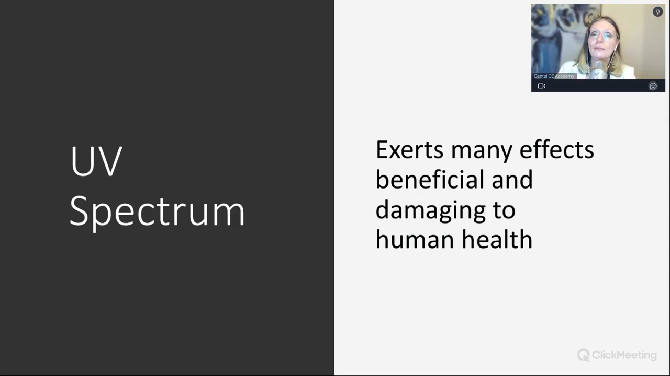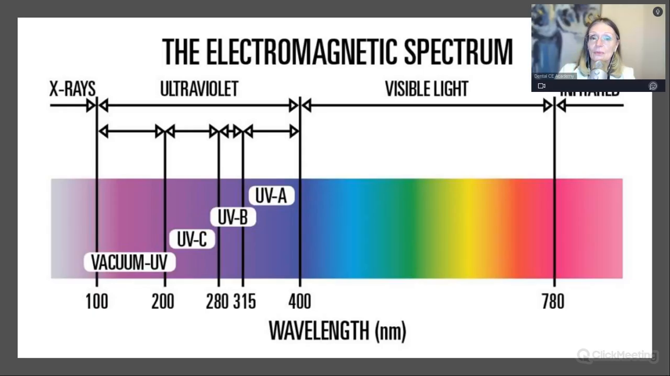UV spectrum. So UV light across the spectrum can exert many effects that are beneficial, but also damaging to human health. And this is the electromagnetic spectrum. So X-rays, which we're all familiar with, are down around 100 nanometers. And as we move up, ultraviolet, 200, 280, 315, 400. UVC, you can see, is towards the lower end of that, between the 200 and 280. Visible light, which we're all familiar with, you walk outside, but infrared.